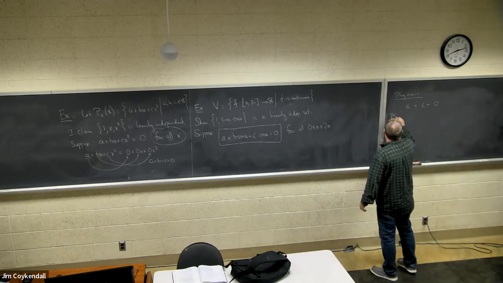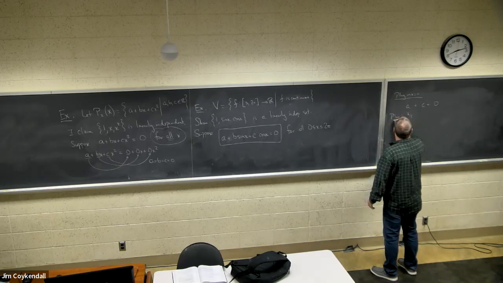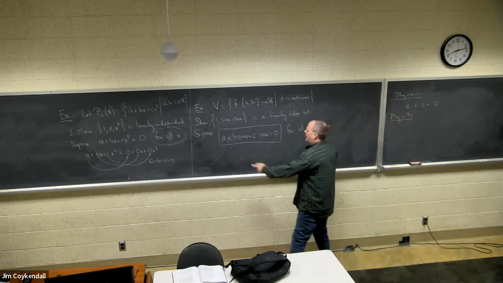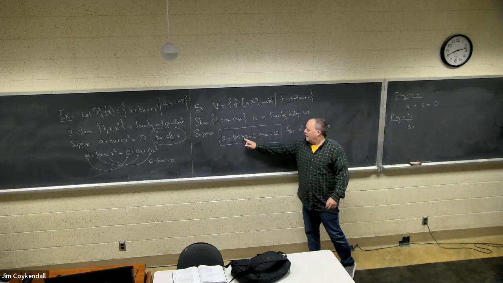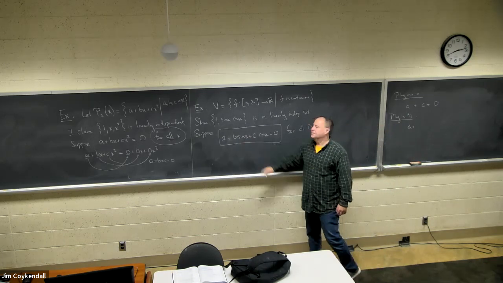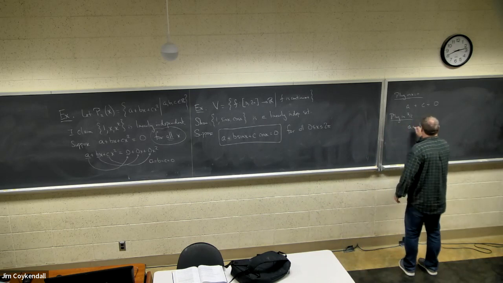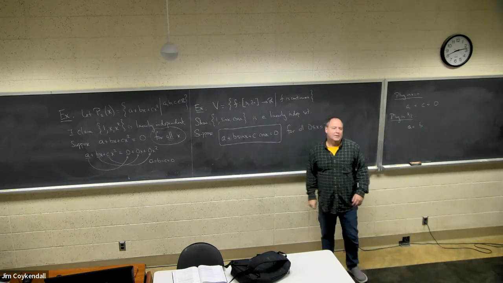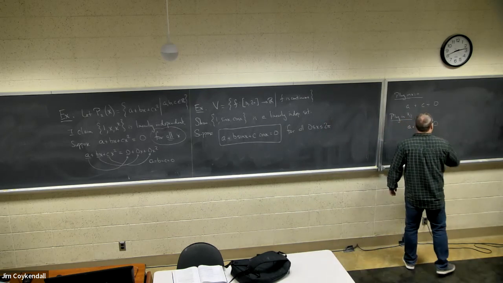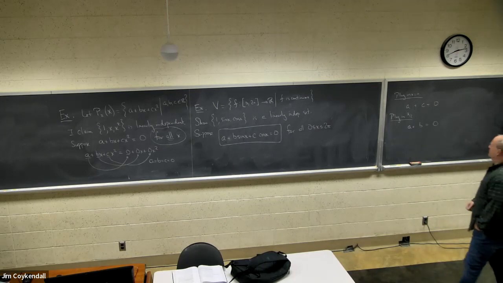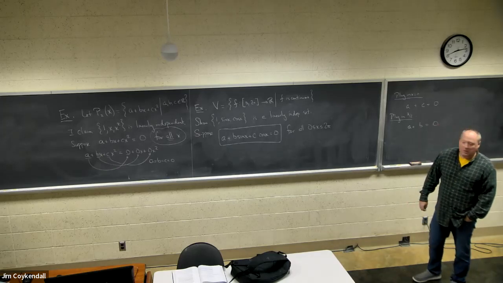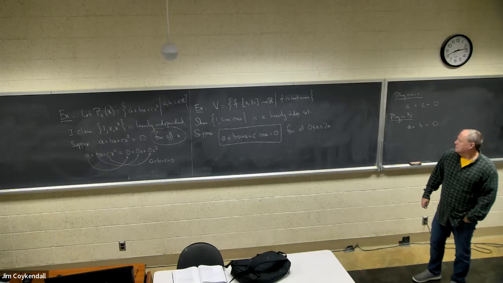Plug in pi over 2. And that gives me A plus B equals 0. What's the sine of pi over 2? 1. And what's the cosine of pi over 2? 0. What else might I plug in? I mean, you can plug in square root of pi over 37, but we're not trying to make things difficult.